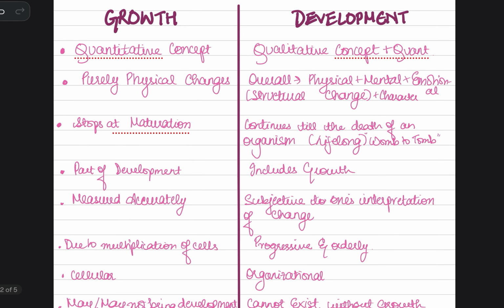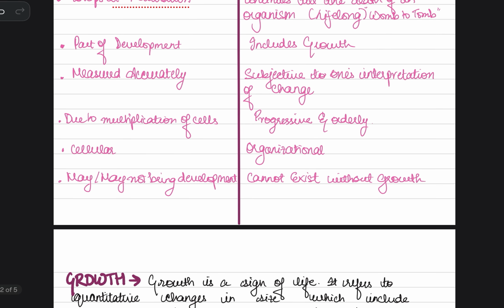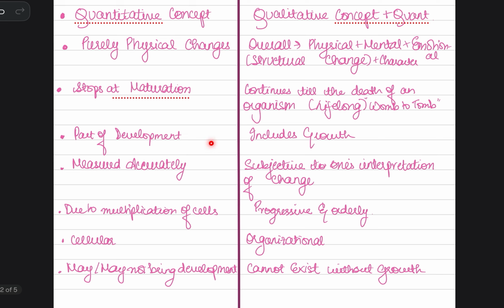Then growth is something that stops at maturation. We grow to a certain height and then we stop, whereas development continues till the death of an organism. That is like from the womb to the tomb. Development is like learning our character, our personality. It does not stop developing, it always continues till the day we die. Then growth is a part of development, whereas development includes growth.